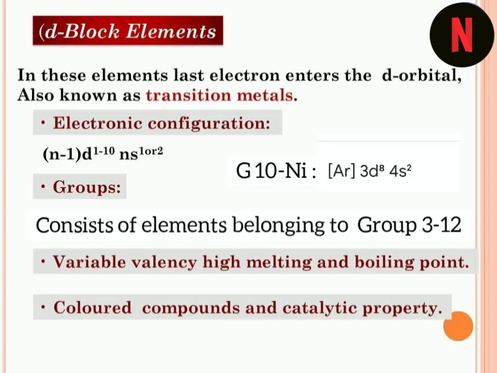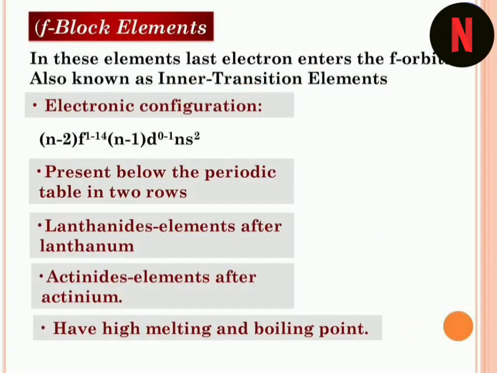Next is d block elements. In these elements, the last electron enters the d orbital. They are also known as transition metals. The general electronic configuration is (n-1)d1 to 10 ns1 or 2. For example, the outer electronic configuration of nickel, which is a group 10 element, is 3d8 4s2, where n equals 4. The d block comprises elements belonging to group 3 to group 12. They show variable valency and have high melting and boiling points. They form colored compounds and have catalytic properties.